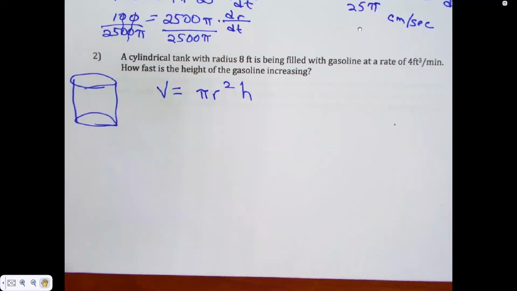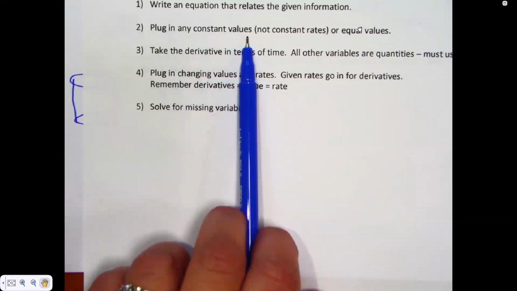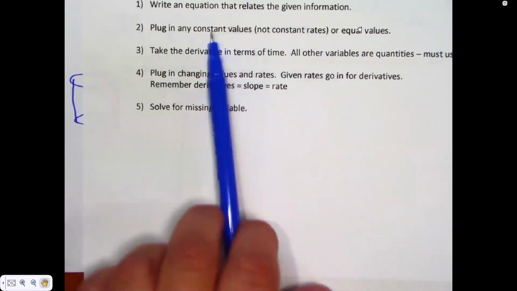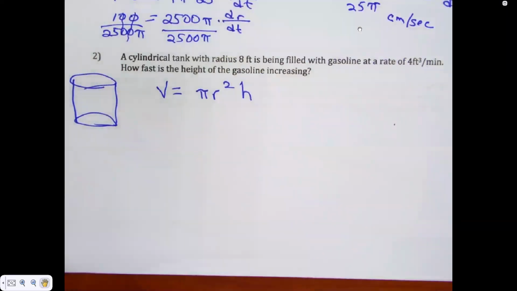Okay, now does anyone see a little bit of a problem here? How many variables do we have? 3, okay, so that's a little bit of an issue. Sometimes it's going to stay 3. I think in our next example, it's going to stay 3. So we'll have to deal with that. But here's where step 2 comes in, and I know you guys don't have this paper: plug in any constant values, okay, not rates, just values, okay? Or, and there's another time where we'll use equal values.